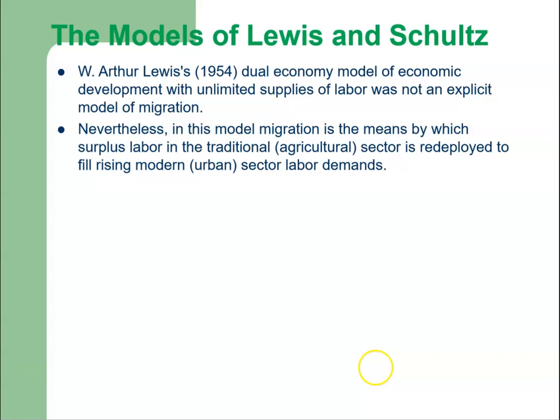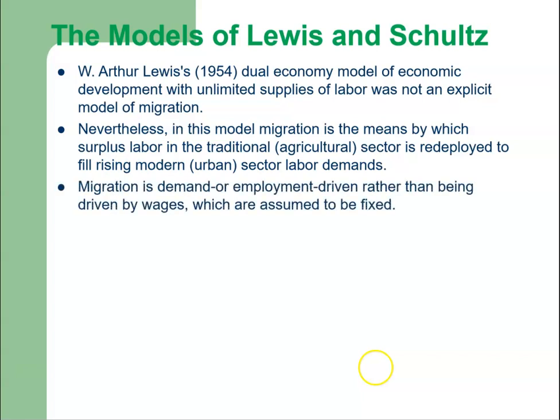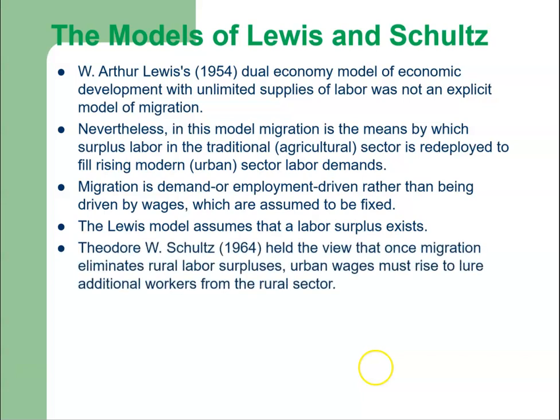However, in this model, migration is the means by which surplus labor in the traditional agricultural sector is redeployed to fill rising modern urban sector labor demand. Migration is demand or employment driven rather than being driven by wages, which are assumed to be fixed. The Lewis model assumes that surplus labor exists in the rural sector.